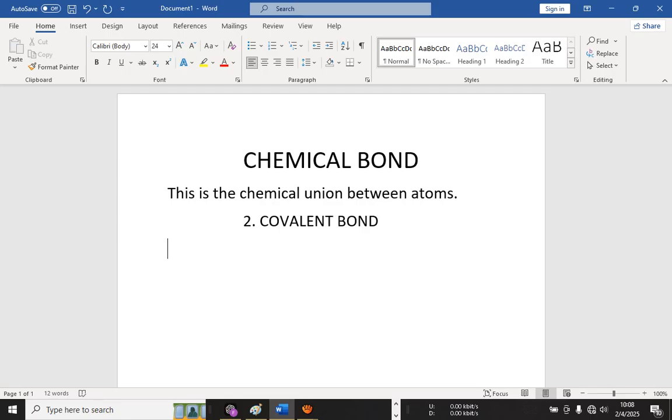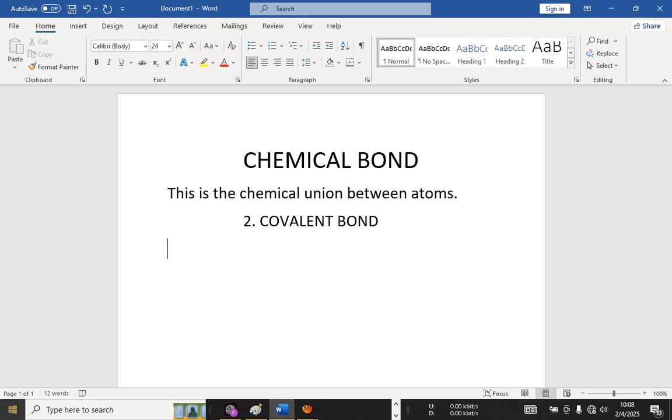So in covalent bonding we are going to deal with the sharing of electrons. In ionic bonding, remember, we looked at the losing of electrons, a metal losing its electron to a non-metal. But here in covalent bonding there won't be any losing of electrons. Rather, we shall only find sharing of electrons.